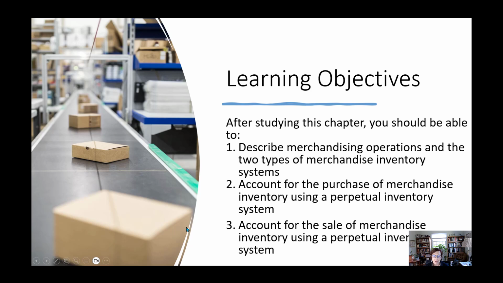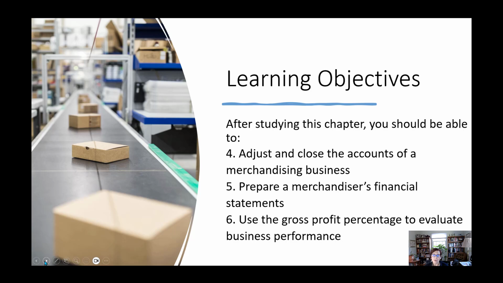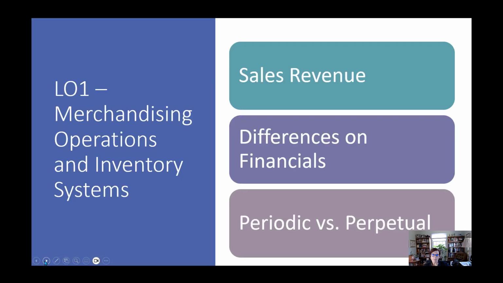So our learning objectives for this chapter: you should be able to describe merchandising operations and the two types of merchandise inventory systems. We're going to be able to account for the purchase and sales of merchandise using a perpetual inventory system, adjust and close the accounts of a merchandising business, prepare a merchandiser's financial statements, and finally use the gross profit percentage to evaluate business performance.